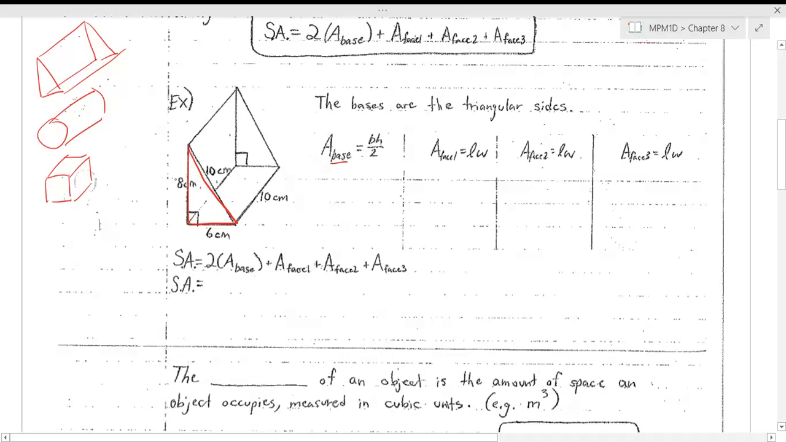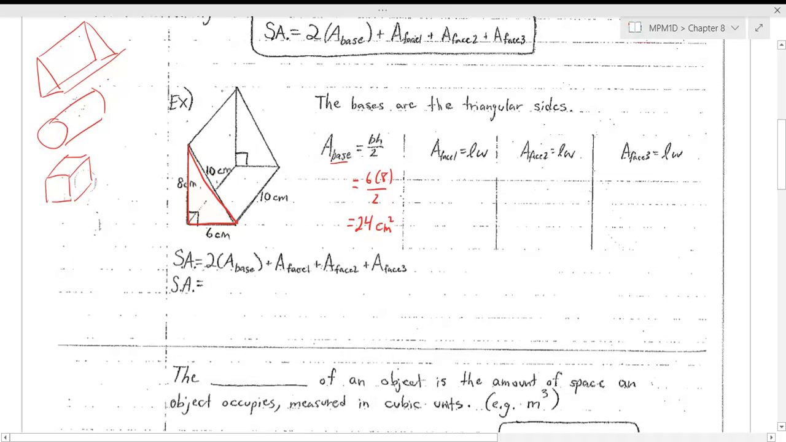So what is the area of that triangle? We know the area of a triangle is base times height over 2. In this particular triangle, we know that the base is 6, the height is 8. So we're going to plug that in. That's 48 over 2. So we have an area of 24 centimeters squared. And there's going to be 2 of those. We can multiply those later.